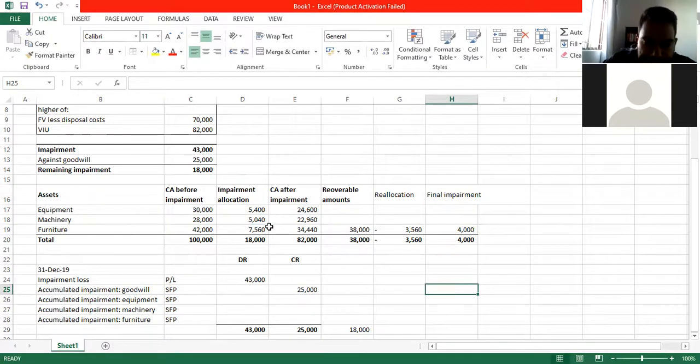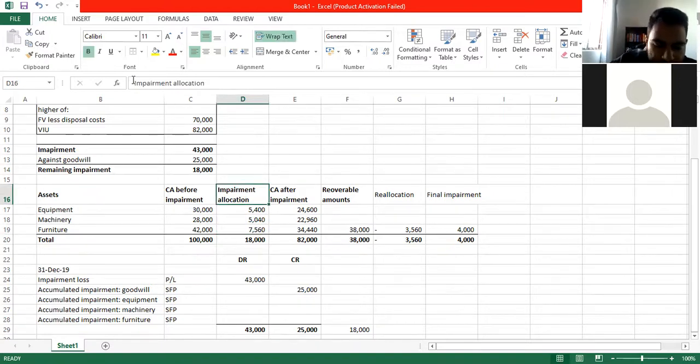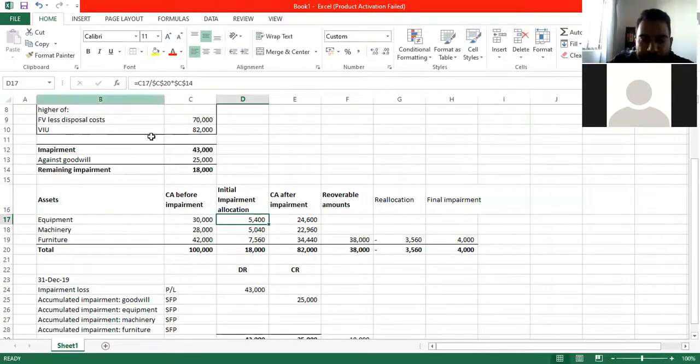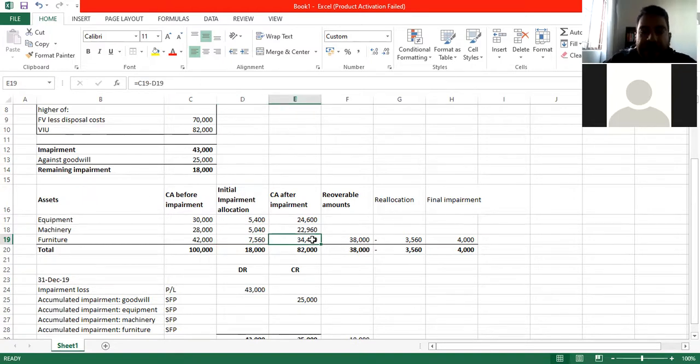So what you can see is that under the initial impairment allocation, we're allocating 7,560 to furniture. When we allocate 7,560 to furniture, the carrying amount after the impairment allocation is $34,400. But like we said, the recoverable amount of that asset is more than what we are stating over here.